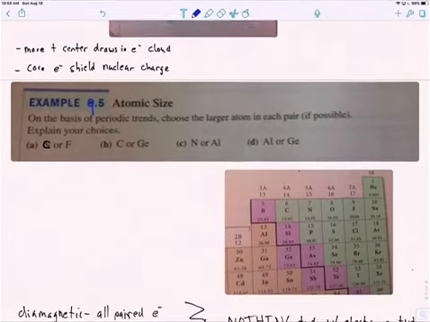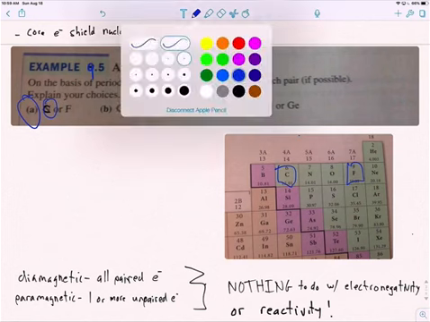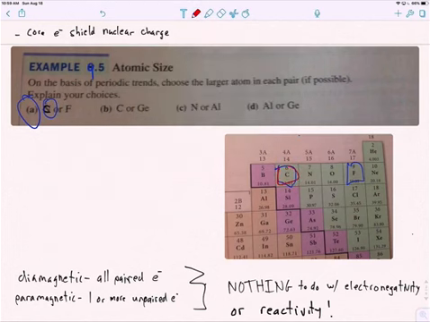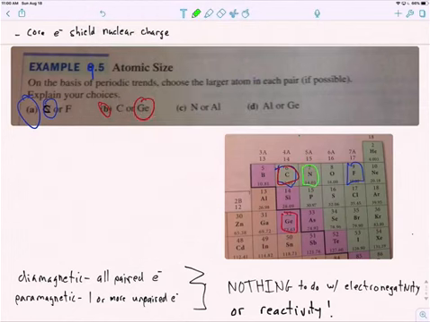Okay, so let's use this logic. Choose the larger atom from the following pairs if possible. Start with carbon and fluorine. Here is carbon, here is fluorine. Fluorine is further to the right. Therefore, carbon is the larger atom. Next one, carbon or germanium. Germanium is lower, therefore it is a larger atom. Next, nitrogen or germanium. Nitrogen is further to the right, germanium is lower.